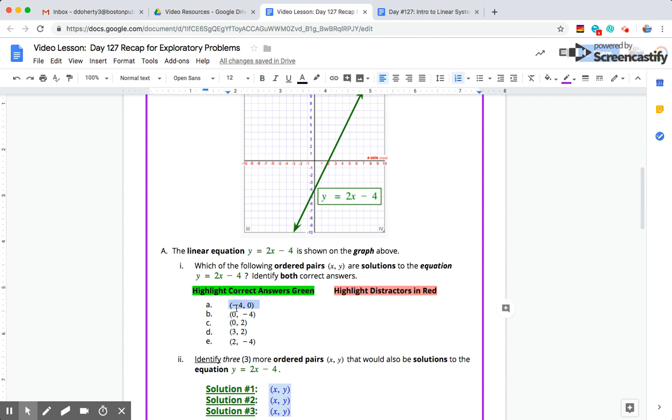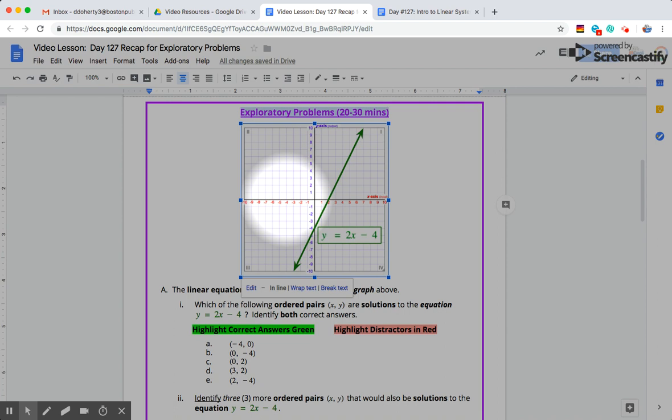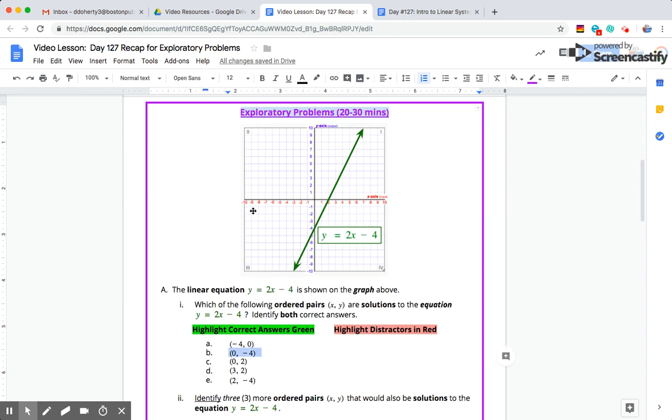So the first ordered pair, -4 for x and 0 for y. If I take a look at my graph, -4 for x and 0 for y is right here. That's not on the green line. And if I put -4 in for x, 2 times -4 would be -8. -8 minus 4 would not give us a value of 0 for y. So another reason it's not a solution. But the next value, 0 and -4, if x is 0, y is -4, that's this point right here. Right on the y-axis, right in the middle, so x is 0 and y is -4. That is a solution to our equation y equals 2x minus 4.